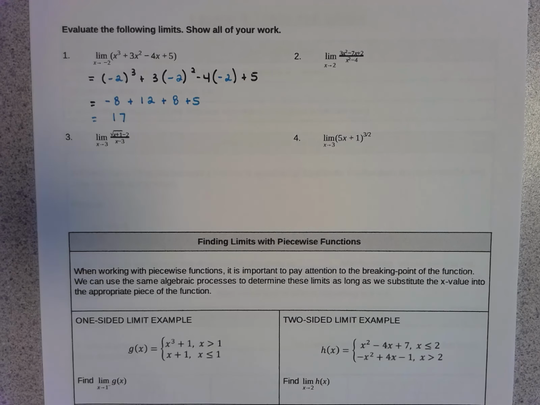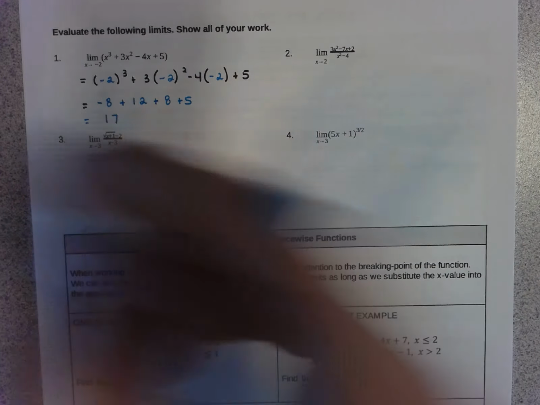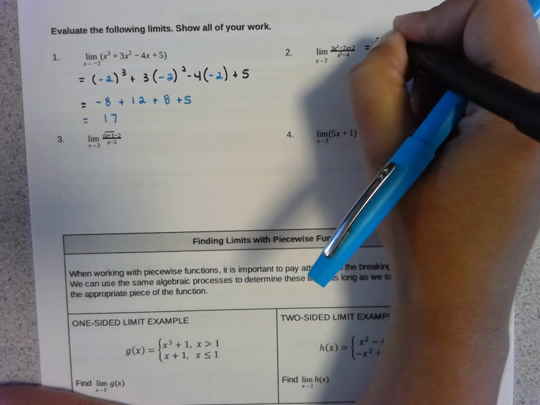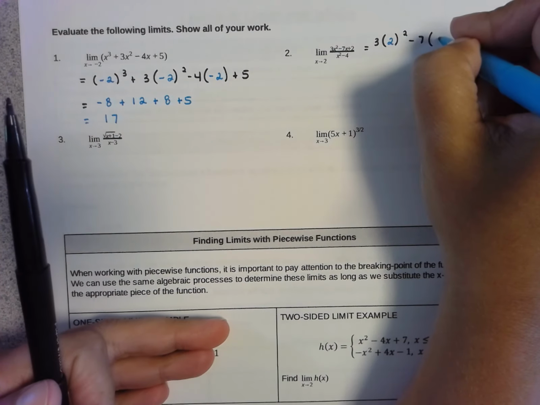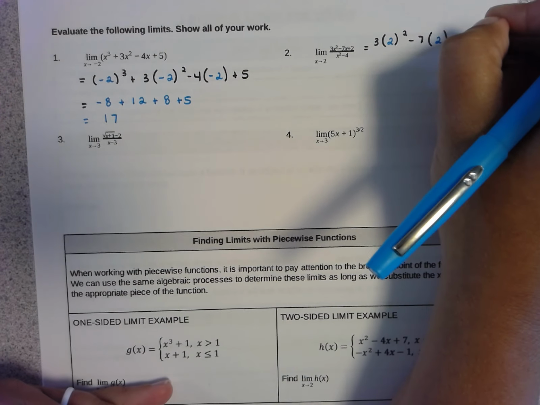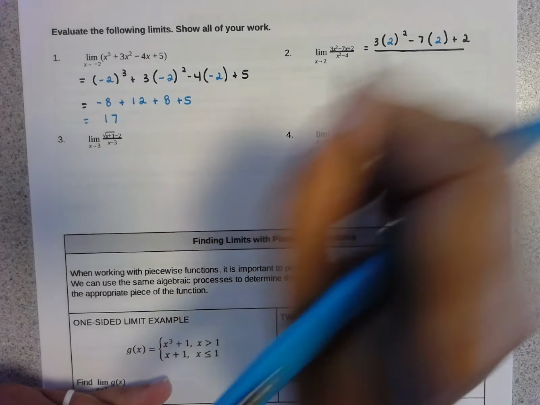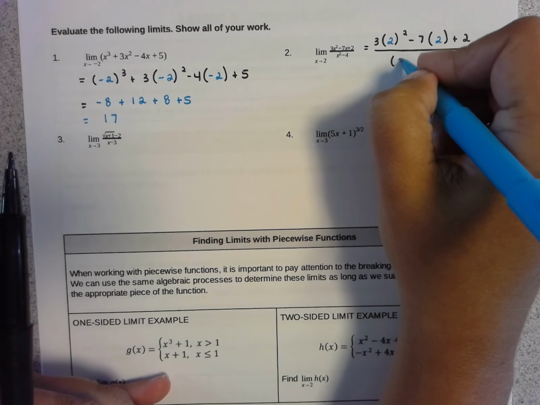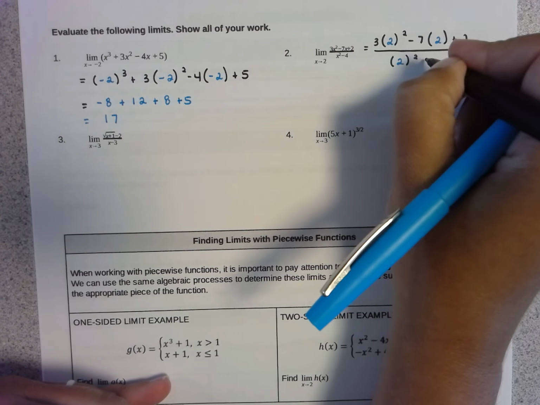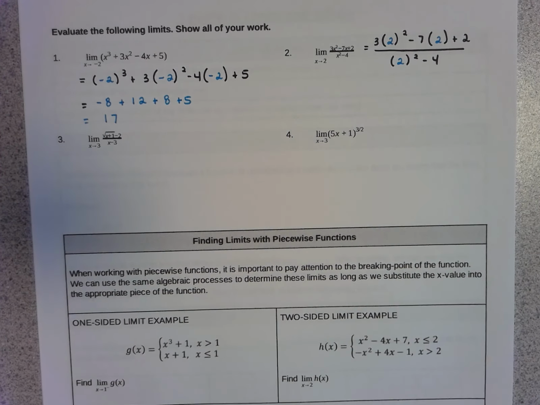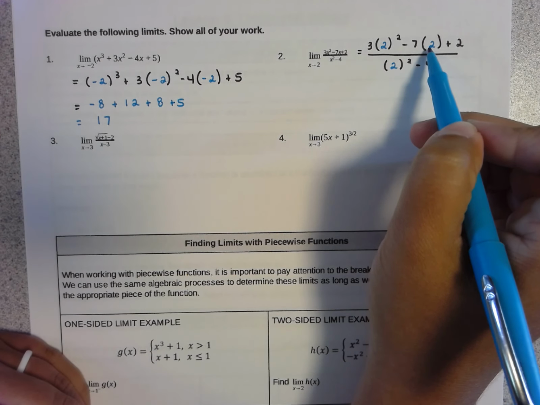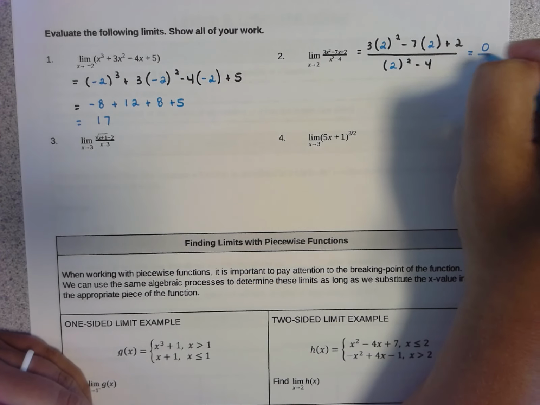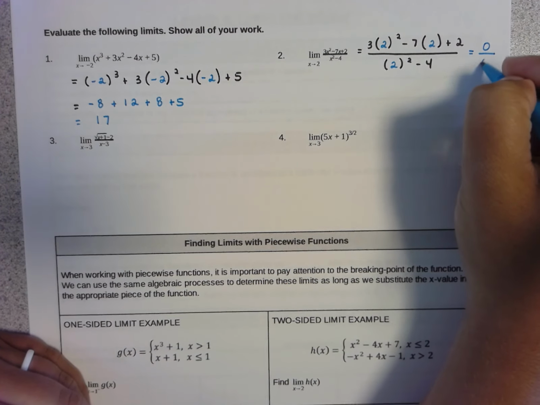For problem number 2, if we start by trying direct substitution, we're going to get 3 times 2 squared minus 7 times 2 plus 2. And then on the bottom, we're going to have 2 squared minus 4. Now, if we evaluate this, 2 squared is 4, times 3 is 12, minus 14 makes negative 2, plus 2 is 0. 2 squared is 4, minus 4 is 0.